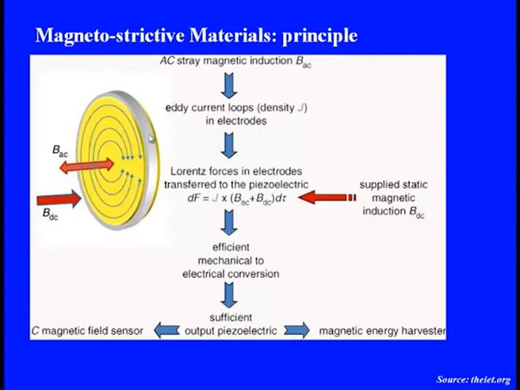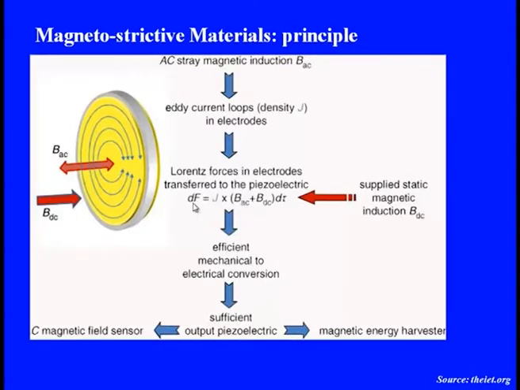And because of this, the Lorentz forces in the electrode transfer to the piezoelectric features. By this formula, the Lorentz force dF at the segment is dF equals J, the current density, times B_AC plus B_DC, times d tau. So the static magnetic induction is supplied as B_DC.